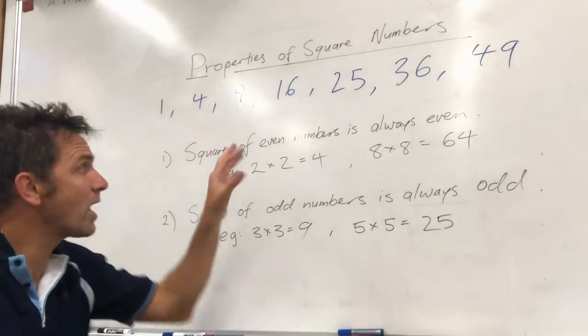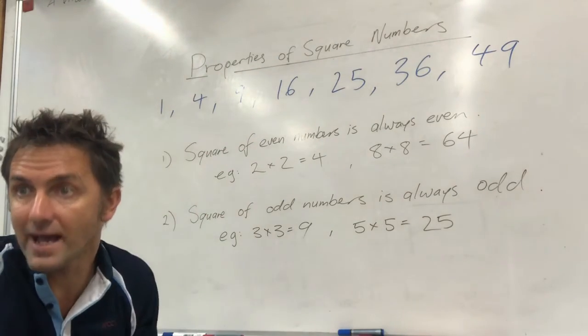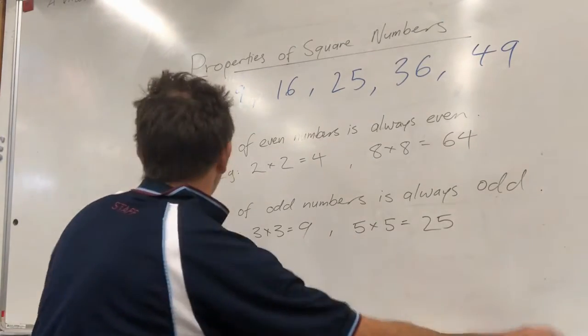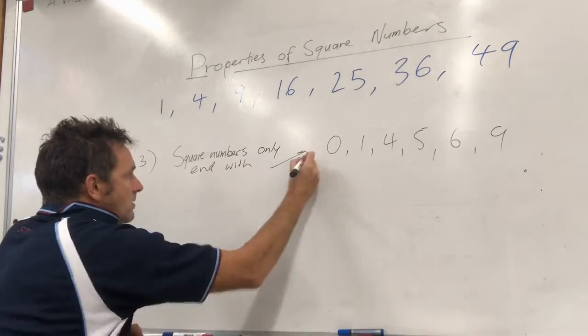Do we understand this? Right, square of even numbers is always even. Square of odd numbers is always odd. We'll do two more.